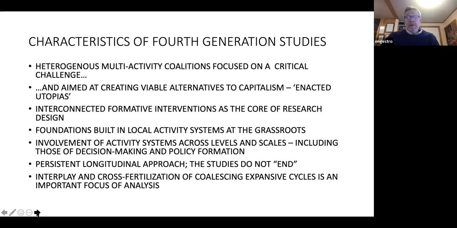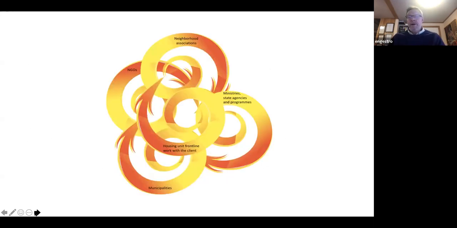Foundations, of course, are still built in local activity systems at the grassroots, but it is necessary to involve also other levels and scales, including those of decision-making and policy formation. This also calls for a very persistent longitudinal approach. The studies do not end. There is not a nice point where you say, now it's finished. Struggle against homelessness doesn't end very easily. And there's interplay and cross-fertilization of multiple expansive cycles. And this becomes a very important focus of analysis. Sannino has described, in her homelessness studies, these coalescing expansive cycles with this kind of an image.